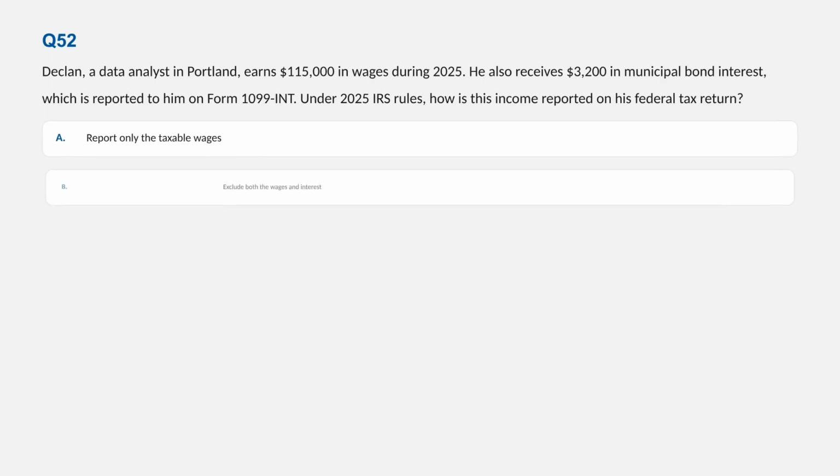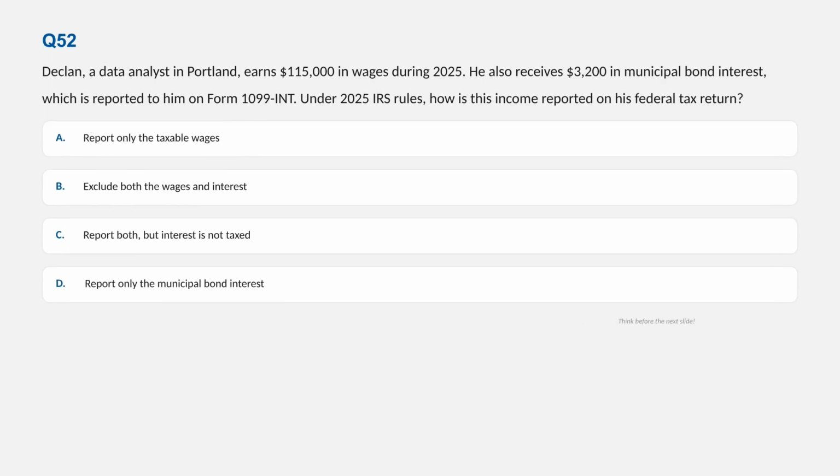Alright, let's move to question 52. Declan, a data analyst in Portland, earns $115,000 in wages during 2025. He also receives $3,200 in municipal bond interest, which is reported to him on Form 1099-INT under 2025 IRS rules. How is this income reported on his federal tax return?